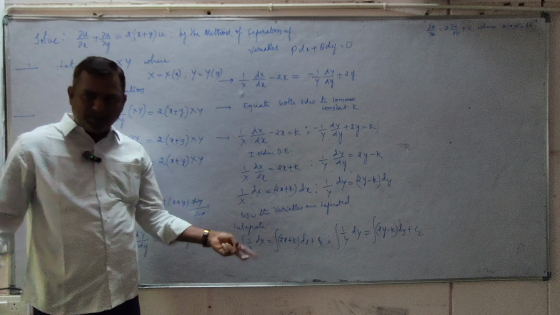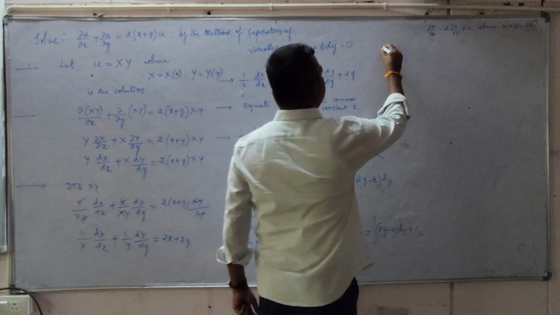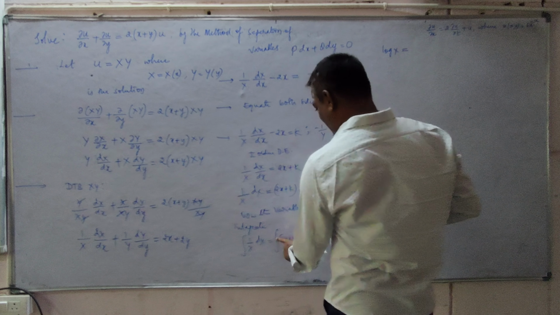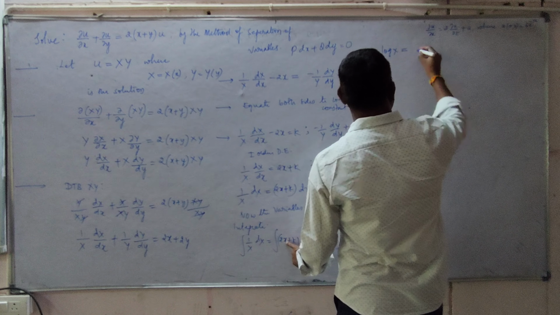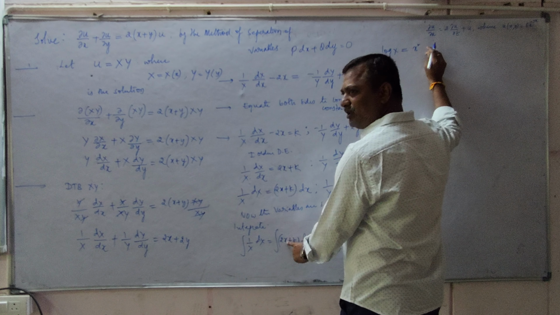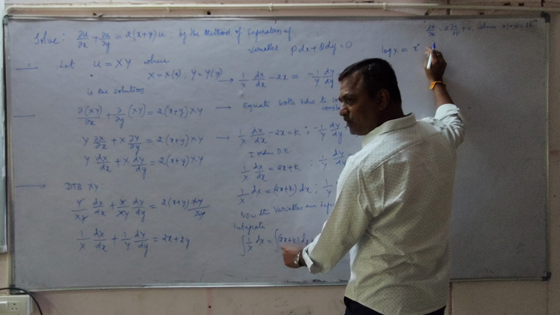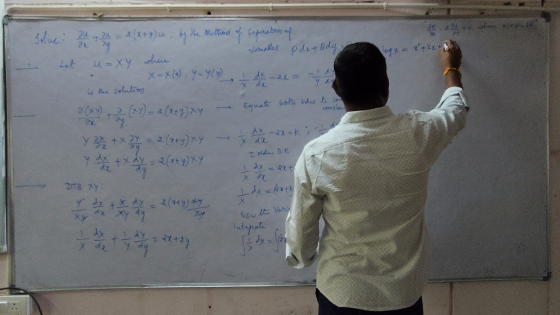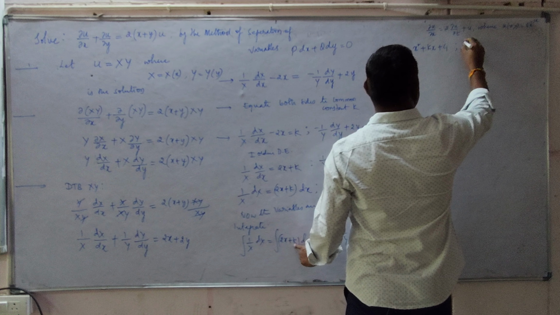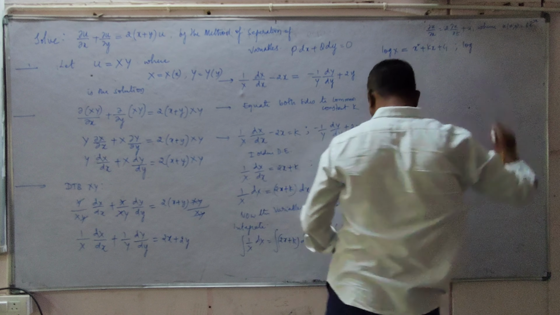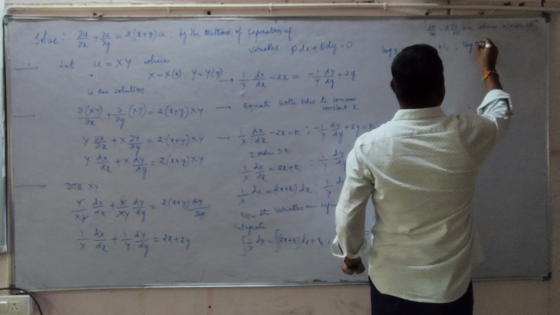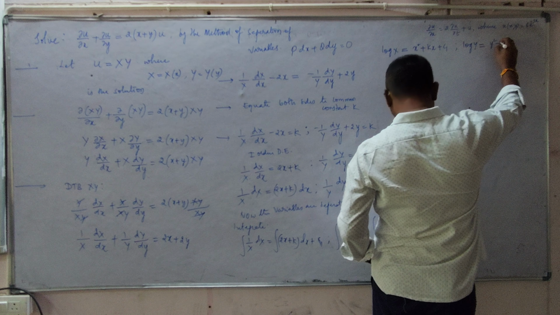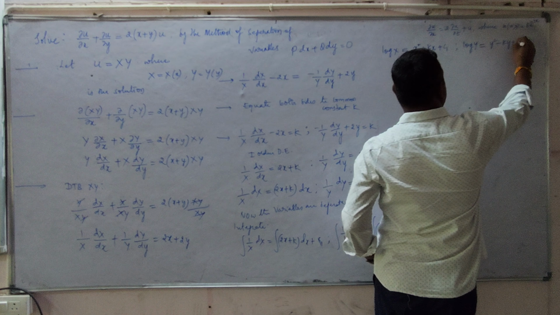Now the integration of 1 by x, what is it? Log of capital X is equal to, look at, integration of 2x is x square, because integration of x is x square by 2, and 2 and 2 get cancelled. The k becomes kx, plus C1. Similarly, the other one: integration of 1 by y is log capital Y is equal to y square minus ky plus C2.